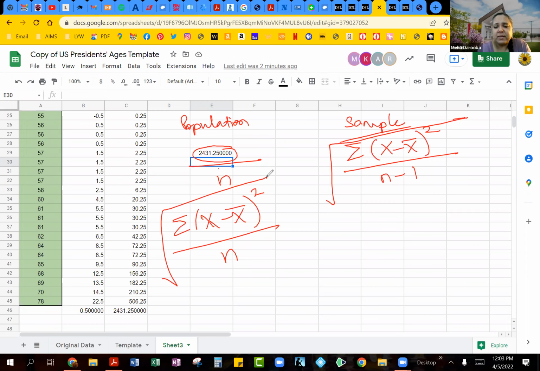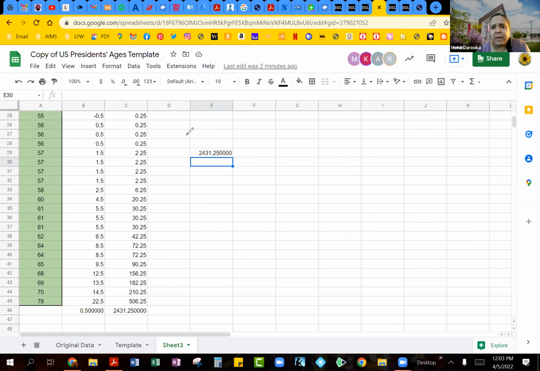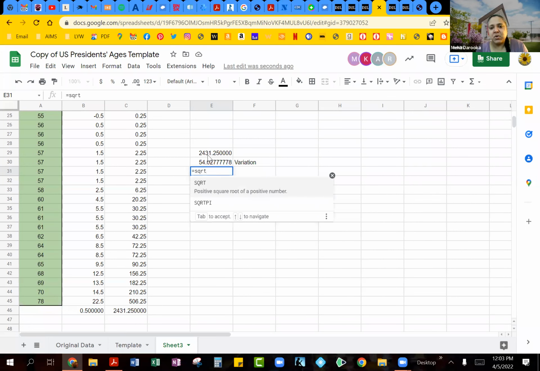So I'm actually going to go ahead and clear this out. We took our total for the square column. Now I'm going to divide this number by our total data values, which remember we have 45 of those. This is what we call the variation. Again, this is a calculation for dispersion, how spread out our data is. For the standard deviation, I'm going to take the square root of this number, which is our variation, and that gives you your standard deviation.